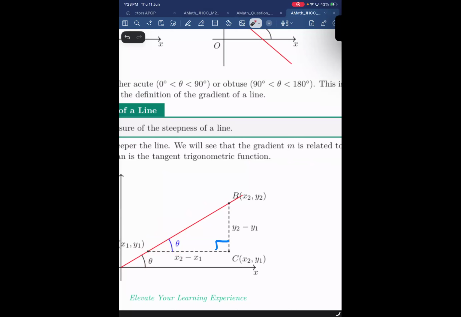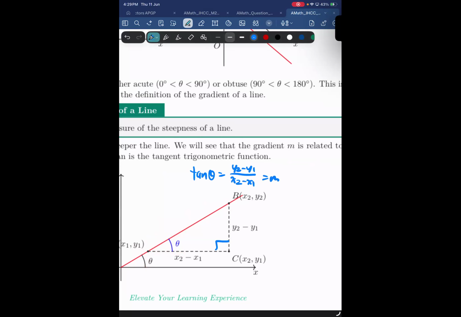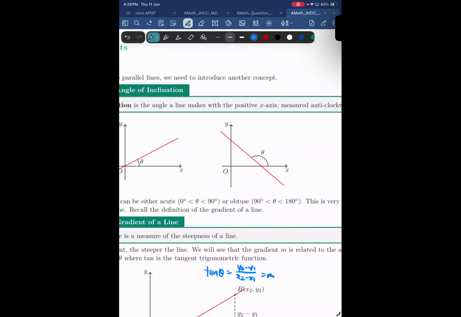So this means that if you consider this triangle here, the inner triangle, tangent theta is opposite over adjacent. Opposite is y2 minus y1 and adjacent is x2 minus x1. And that's exactly the formula for my gradient, right? m equals (y2 minus y1) over (x2 minus x1). So m equals tangent of theta, where theta is the angle of inclination.